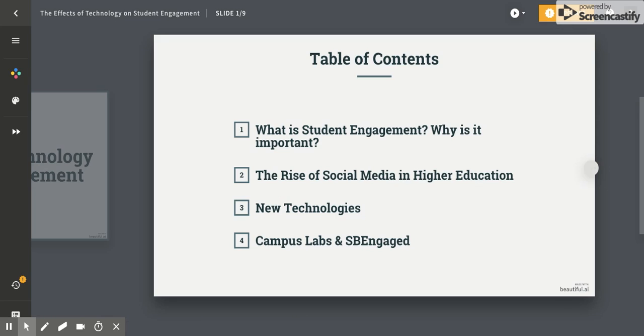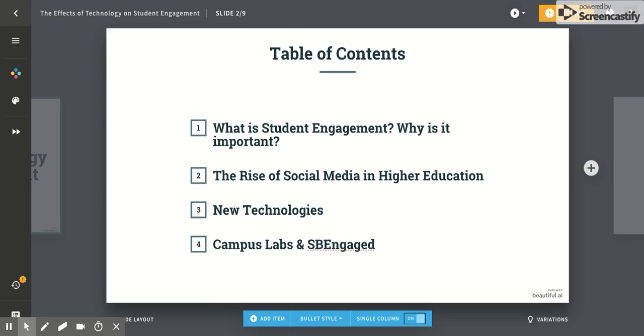So here's just a quick table of contents. I go into trying to define what student engagement is, looking at how social media has been used in higher ed, also looking at overall technologies in the world we live in today and how those are being implemented. And then the very last part of the PowerPoint is using Campus Labs and what we do at Stony Brook specifically with our students.